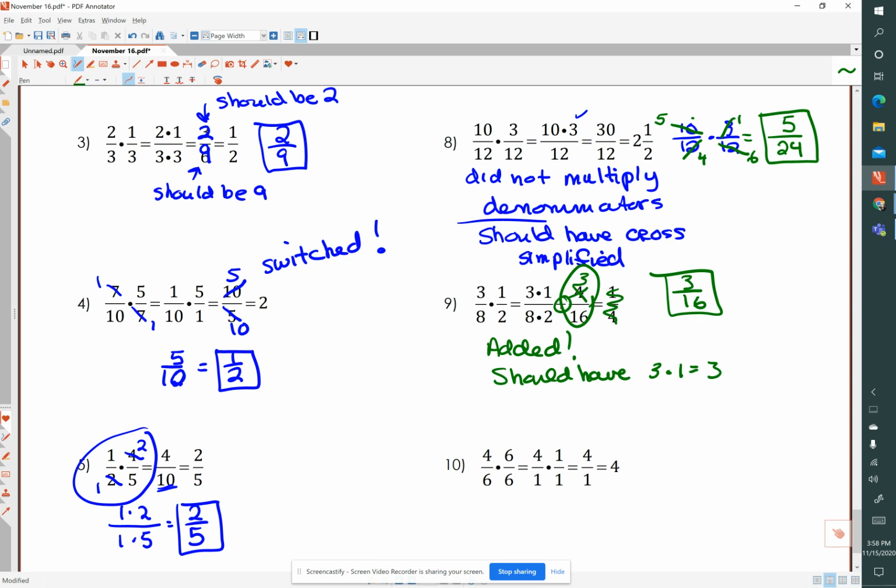And then in the very last problem, if we have 4/6 times 6/6, we could cross simplify the two 6's and turn them into 1. So 4 times 1 is 4. That's correct. And then 1 times 6 should not be 1 times 1. It should be 1 times 6. So it should be 1/6. So this should be 4/6. And then 4/6 we can reduce to 2/3.